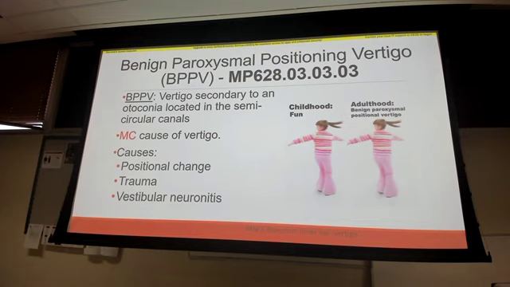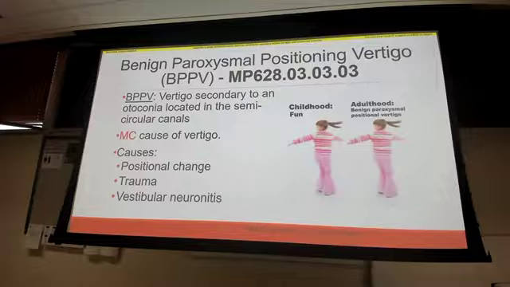All right. For BPPV, this is vertigo secondary to otoconia located in the semicircular canals. These otoconia are calcium crystals. Their normal function is to keep us balanced, right? So they also play a part in our vestibular system in keeping us balanced. They can dislodge into a place that they're not supposed to be, and if they do, it's going to cause us to become imbalanced. This is the most common cause of vertigo.